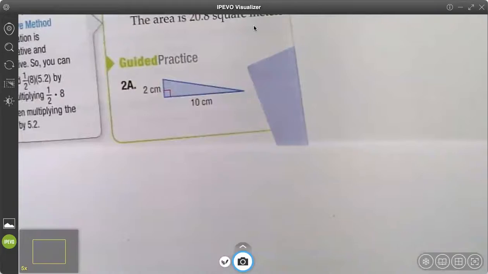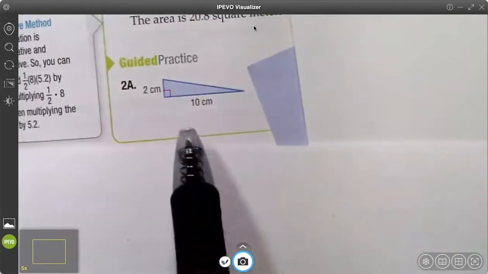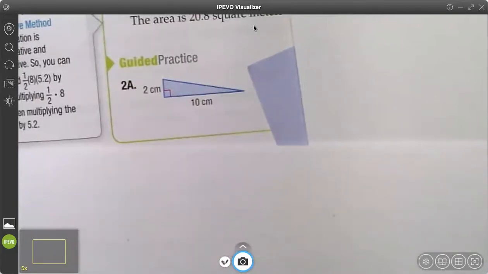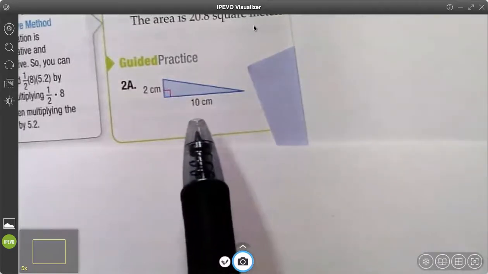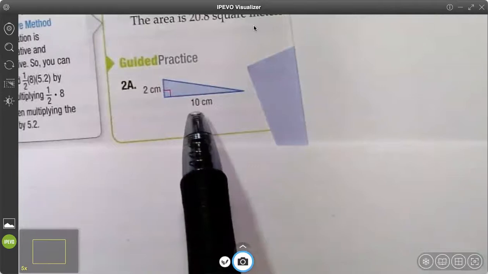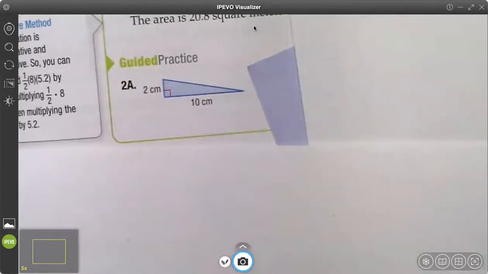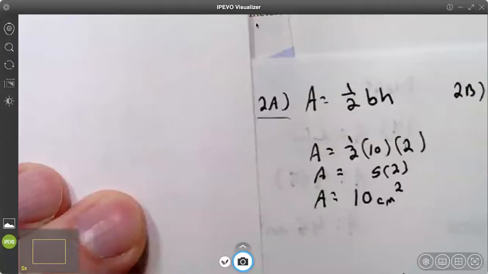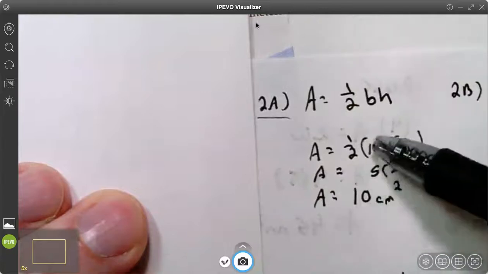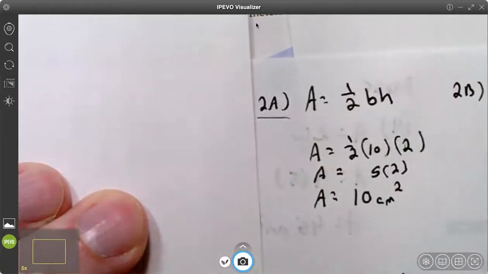Try 2A, find the area of this triangle with a base of 10 and a height of 2. Here's one you could probably do in your head. Half the base, half of 10 is 5, and 5 times 2 is 10. Your area is 10 square centimeters. Here's what that work would look like if you wrote it out. The base is 10, the height is 2, half of 10 is 5, 5 times 2 is 10. The answer is 10 square centimeters, or centimeters squared.